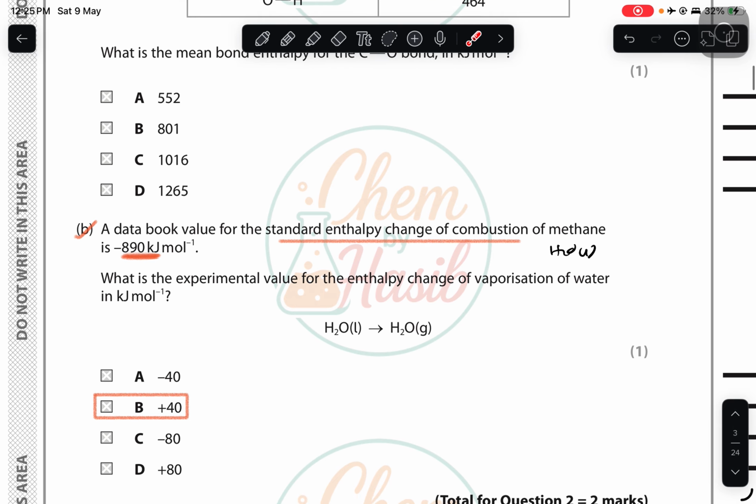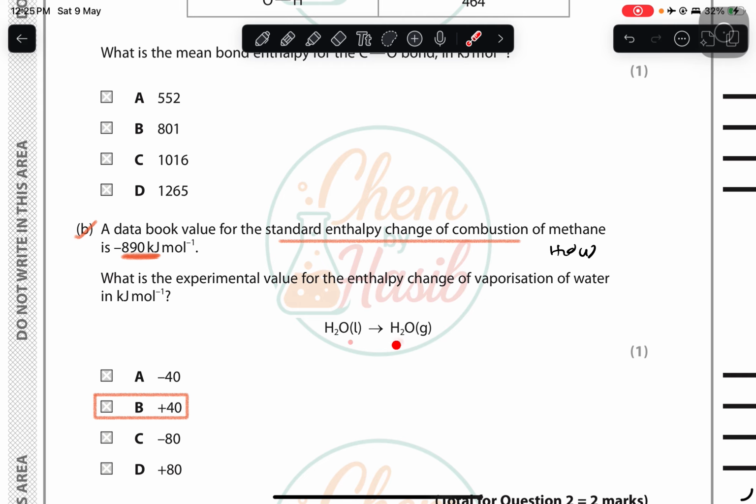So what they asked is, what is the experimental value for the enthalpy change of vaporization of water? H2O liquid turning into H2O gas. See, H2O liquid is turning into H2O gas, so this will be endothermic, right?